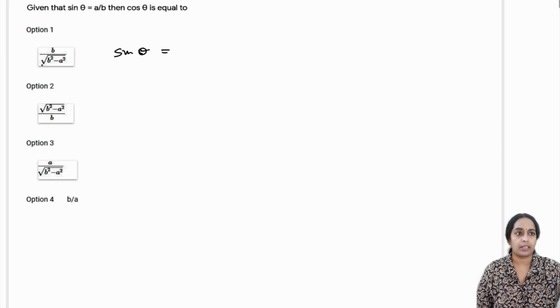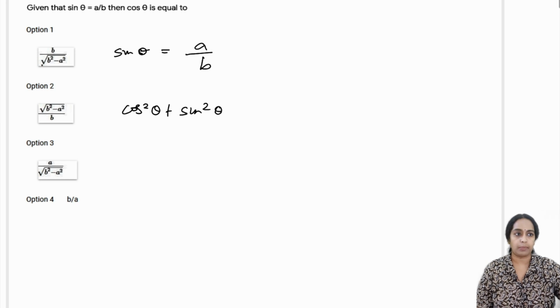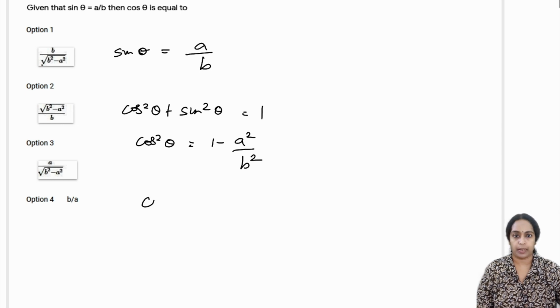The question says, given that sin theta is A by B, then cos theta is equal to. So question says sin theta is A divided by B. So we have the identity sin square theta plus cos square theta equals 1. So cos square theta plus sin square theta will be equal to 1. So sin theta is A by B. What is cos square theta? It is 1 minus sin square theta, which is A square by B square. What is cos theta? Cos theta will be square root of 1 minus A square by B square.